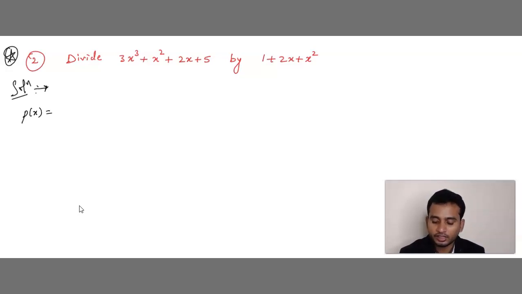Just check whether it is in standard form: third degree, second degree, first degree, constant. Yes, it is there in the standard form. Then we write it as it is. That is 3x cube plus x square plus 2x plus 5.